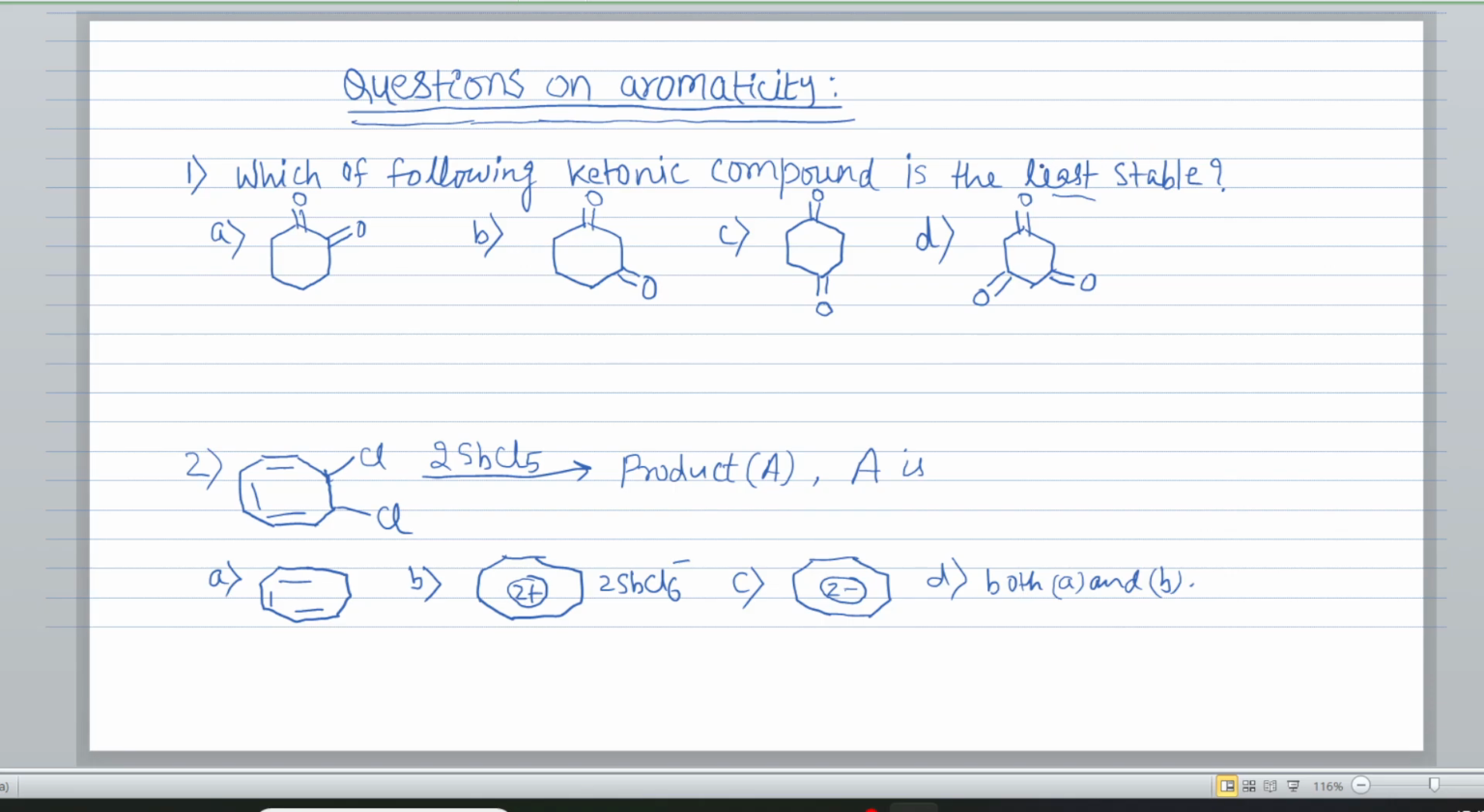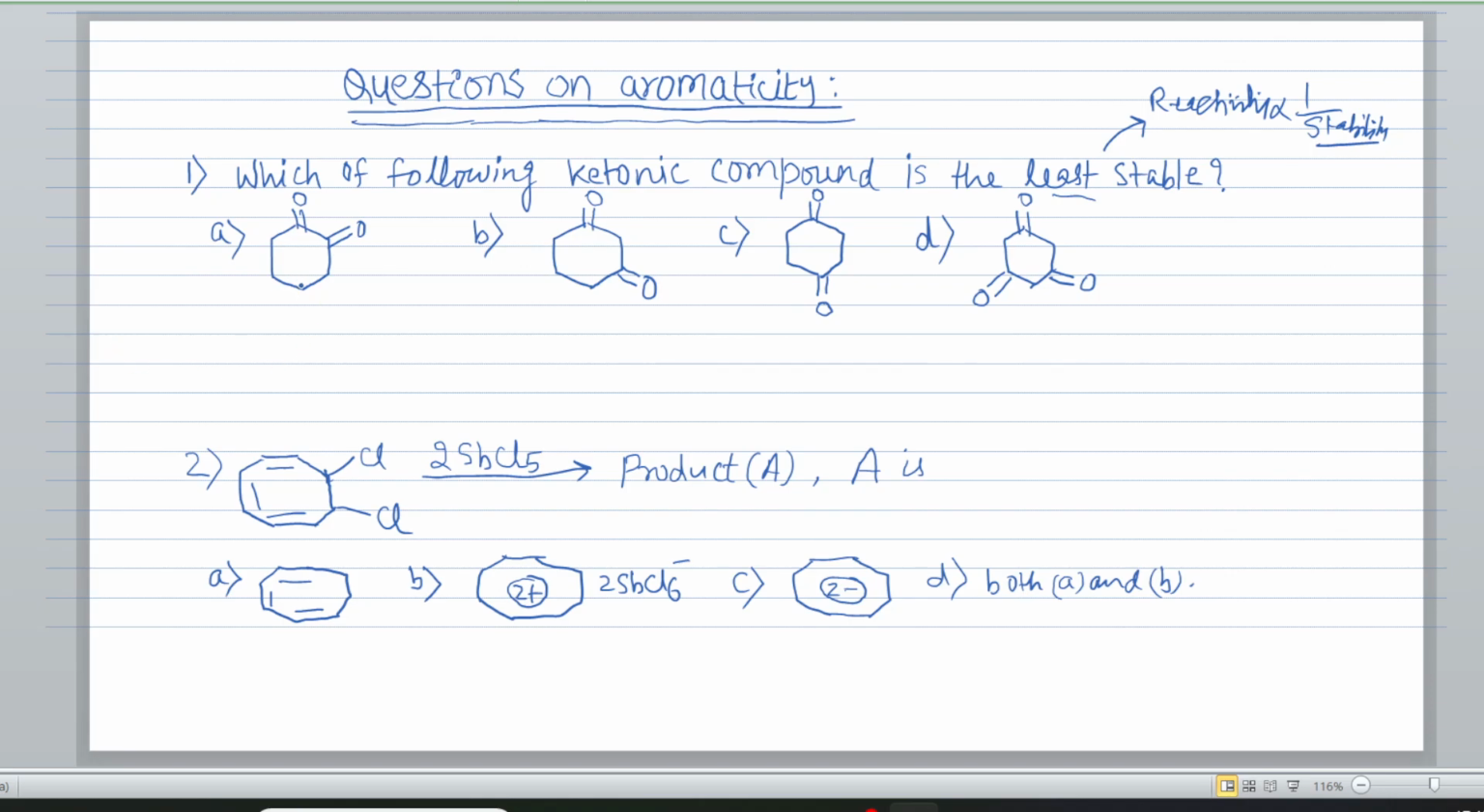If the least stable compound is to be converted into reactivity, then we can use the relation that reactivity is inversely proportional to stability. So we have to see which of the following compounds is most reactive. One by one we will discuss.